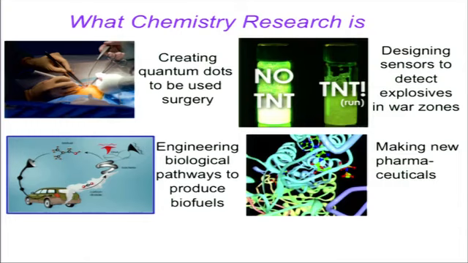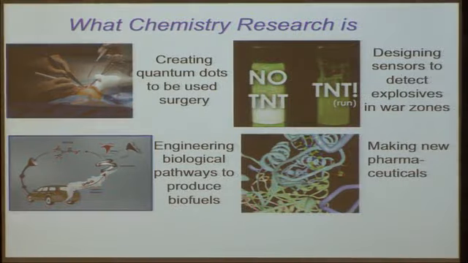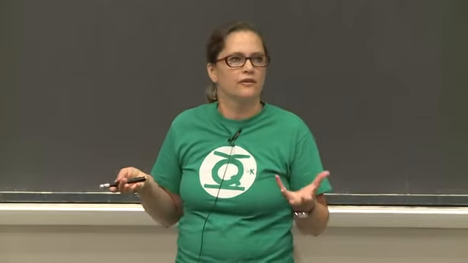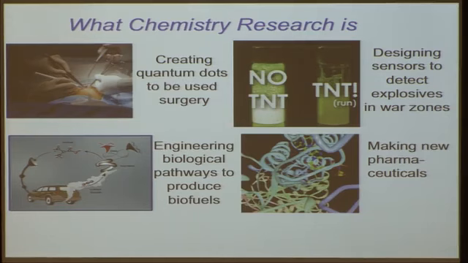So what is chemistry research? Chemistry research is all of these following things. Creating quantum dots to be used in surgery. How do you know if the doctor's got the right amount of a tumor? You don't want to take more flesh than you need, but you don't want to miss some of the cancer, so you want to image exactly where that cancer is. Chemistry is designing sensors to find explosives in war zones. This is a really important problem right now.